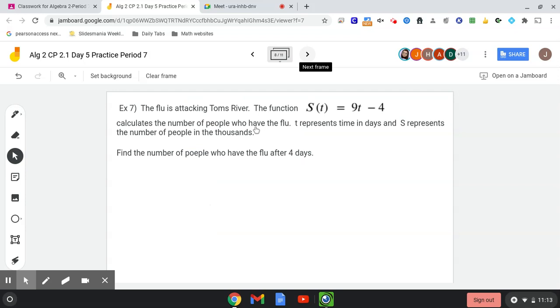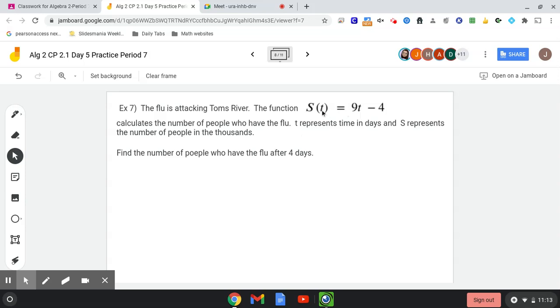All right, guys, this is so freaky. I've done this problem for probably six years since we got the new Algebra 2 book, but look at it. The flu is attacking Toms River. This is weird. Oh my God, coronavirus. All right, it says the function S of t equals 9t minus 4 calculates the number of people who have the flu. T represents the time in days.